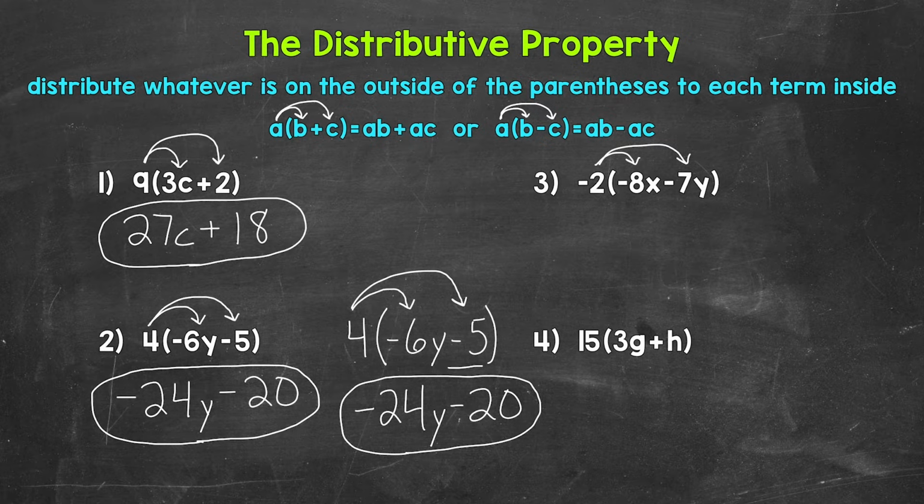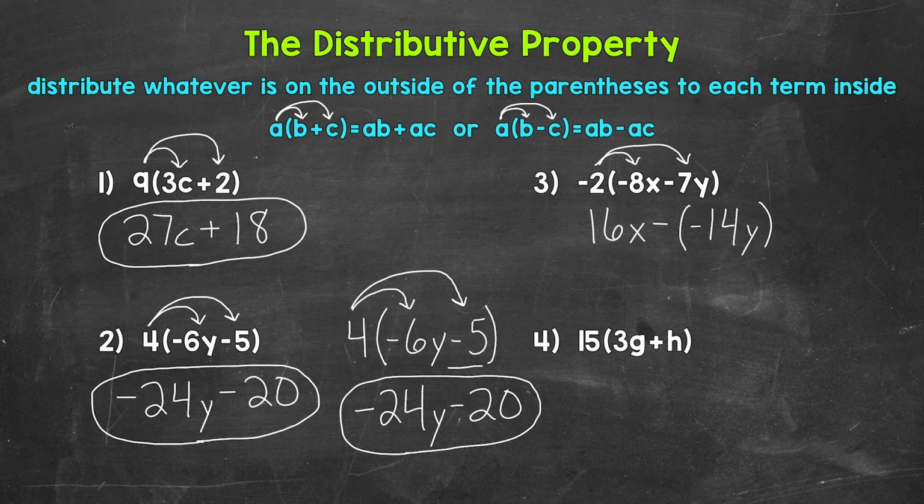So negative 2 times negative 8x gives us 16x. Remember, a negative times a negative is a positive. So negative 2 times negative 8 is a positive 16, and then we have that x. Then we can bring down the subtraction sign, and then we have negative 2 times 7y. That gives us negative 14y.